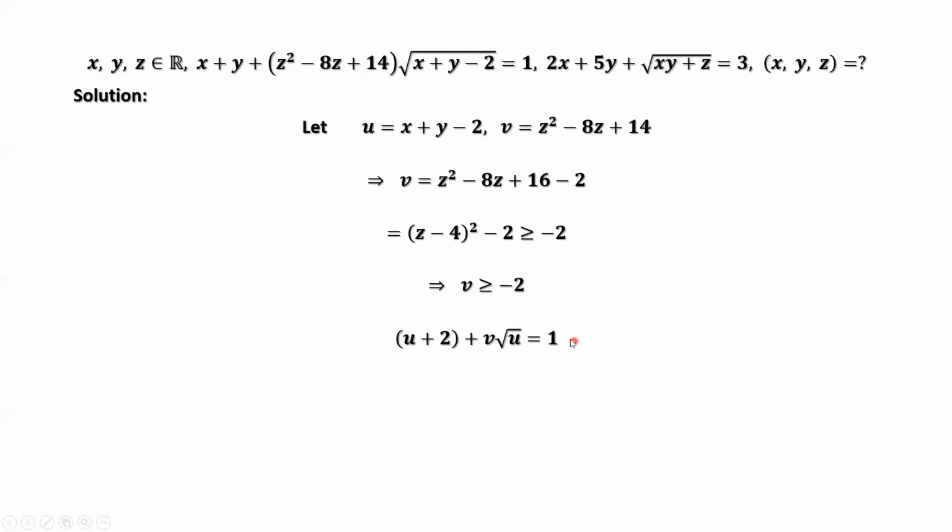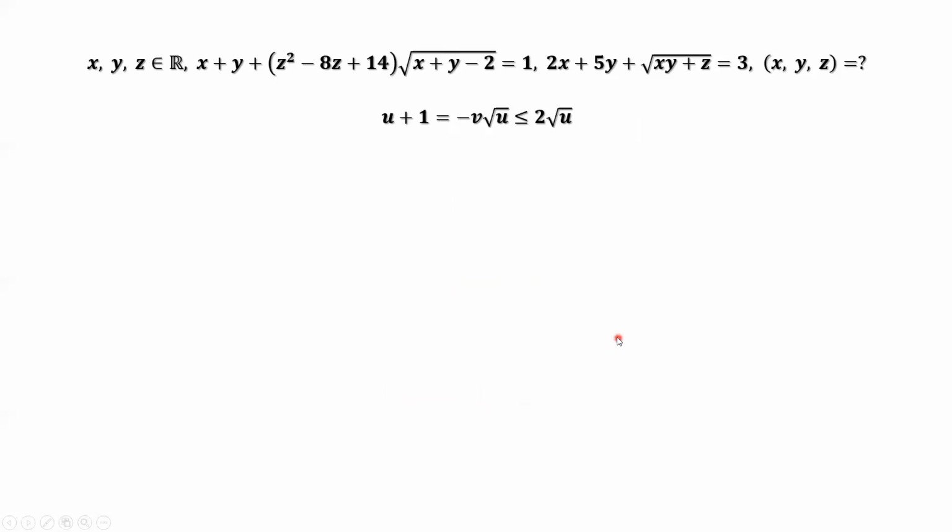From this equation, we apply this condition. We have u plus 1 equals negative v times square root of u. Negative v is less than or equal to positive 2. Then we have this result. u plus 1 is less than or equal to 2 times square root of u.